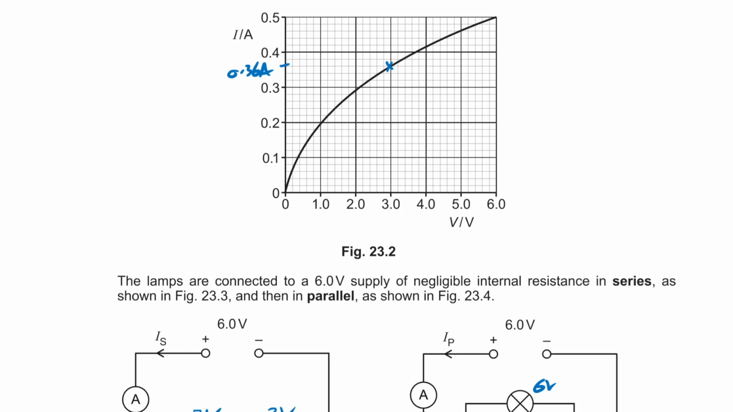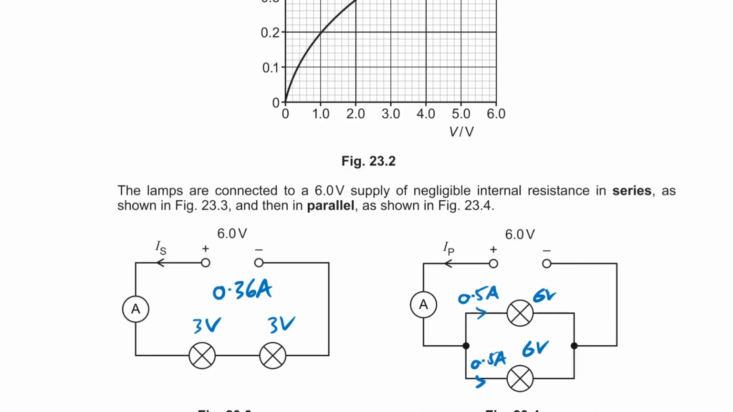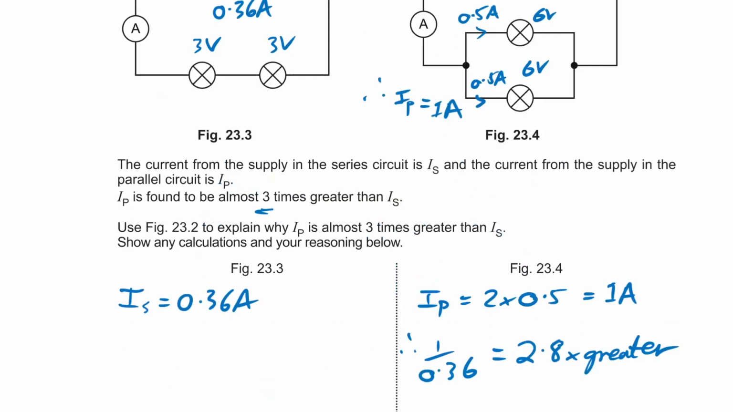Parallel, we know that they both get 6 volts, and so that's right at the top of the graph. So 6 volts corresponds to 0.5 amps. So they get 0.5 amps each, and so that means that the total current in the circuit has to be 1 amp. So there we go, almost 3 times greater. Let's just prove that. 1 divided by 0.36 gives us 2.8 times greater.